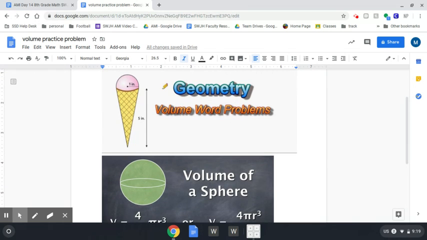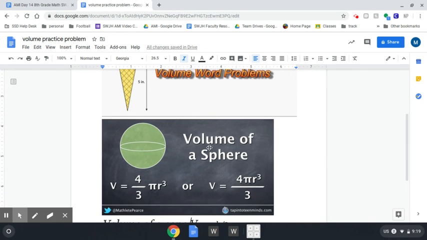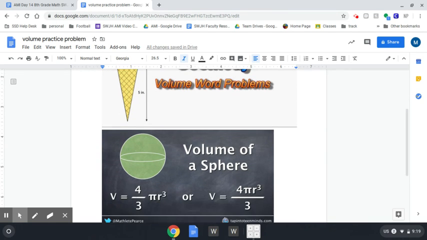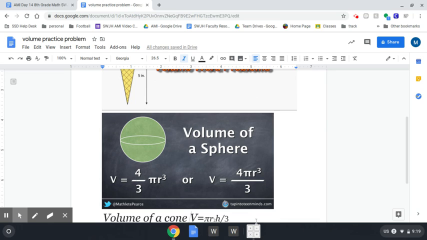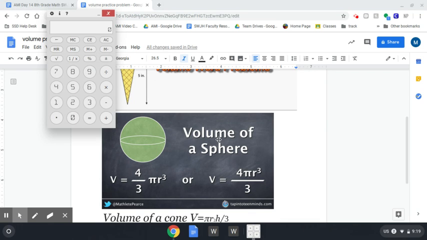So I like this example of volume of a sphere, because what I want you to see is you can either do 4/3 as a fraction, or you can do 4 pi r cubed first and then divide it by 3, for some of us that don't know how to put fractions in a calculator very well. So for this example, our radius is a very easy 1, and so let's see what we get.